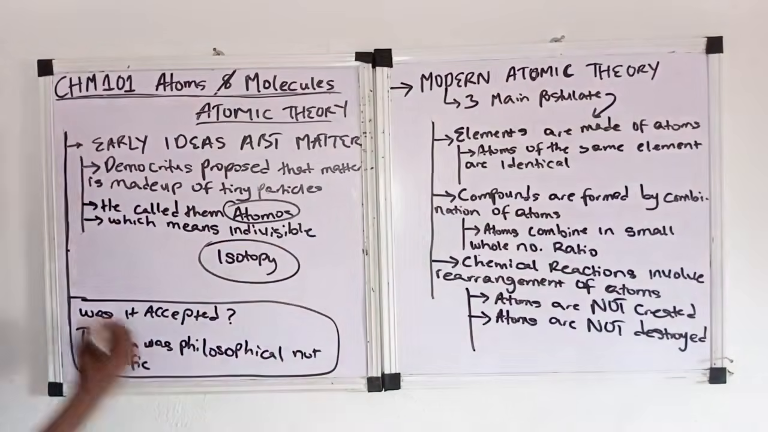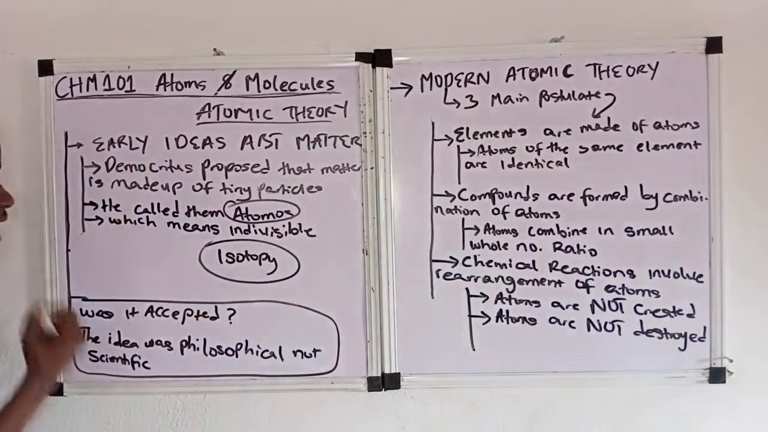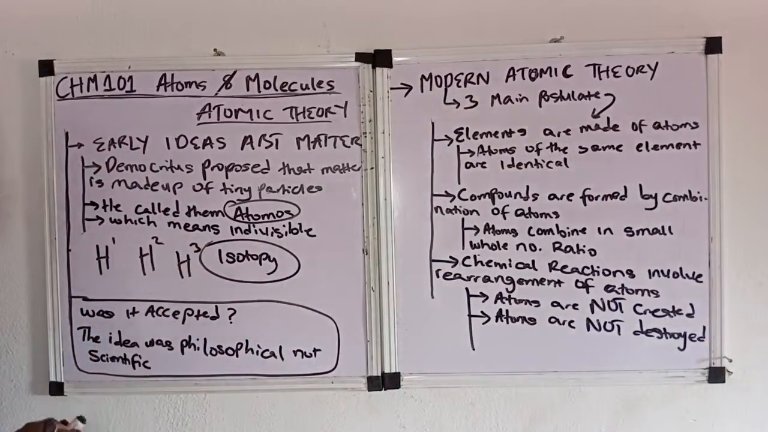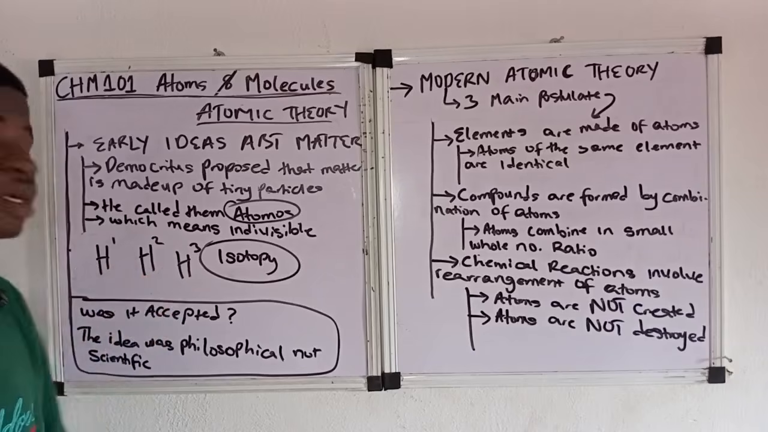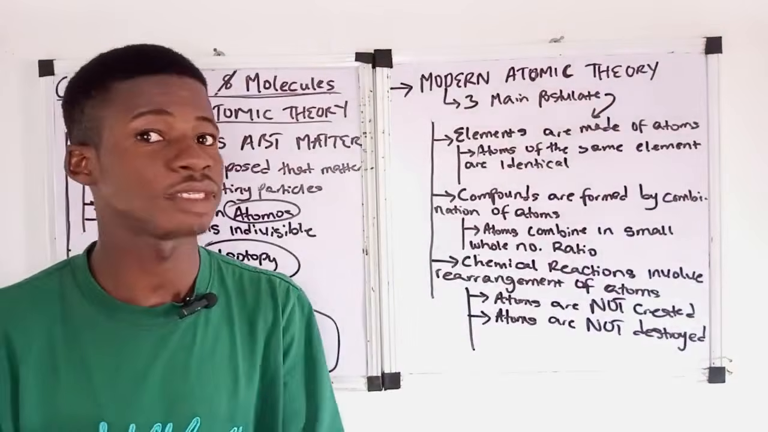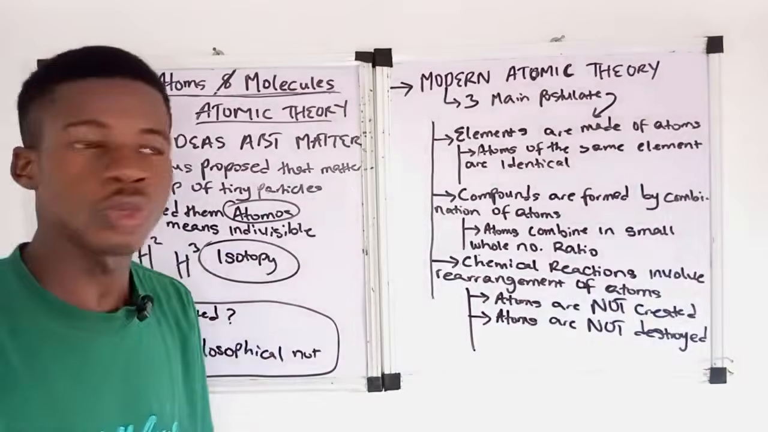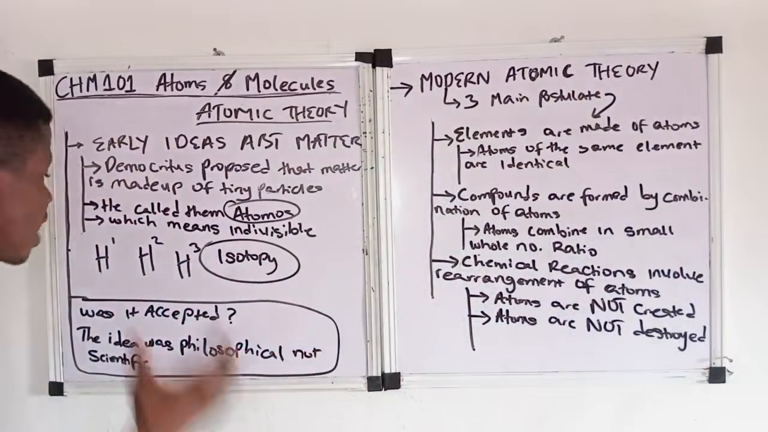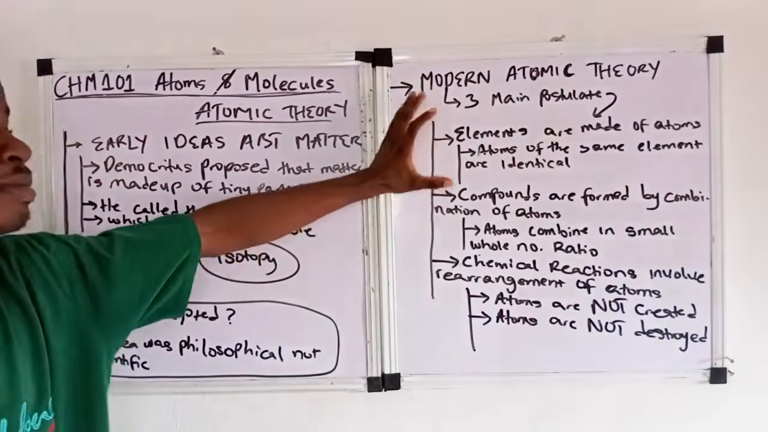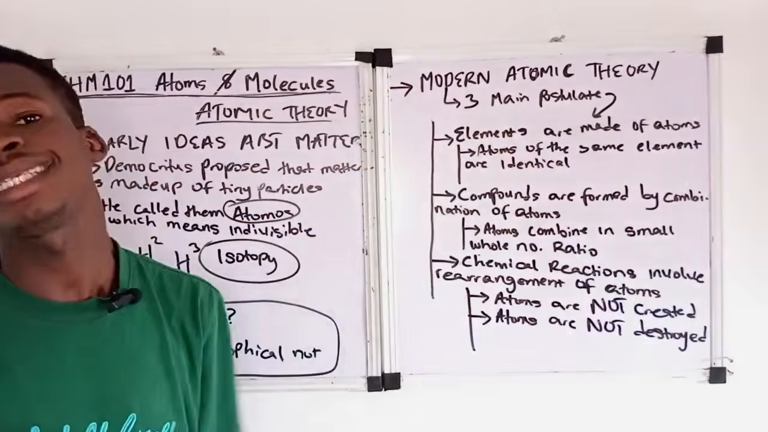Let's use hydrogen as a case study. Hydrogen has three isotopes: protium, deuterium, and tritium. Are these three atoms not atoms of the same element? Yes, they are atoms of hydrogen. But are these three atoms the same? No, they are not identical, because of isotopy: these three atoms have different mass numbers. So this very first postulate of John Dalton is not correct.